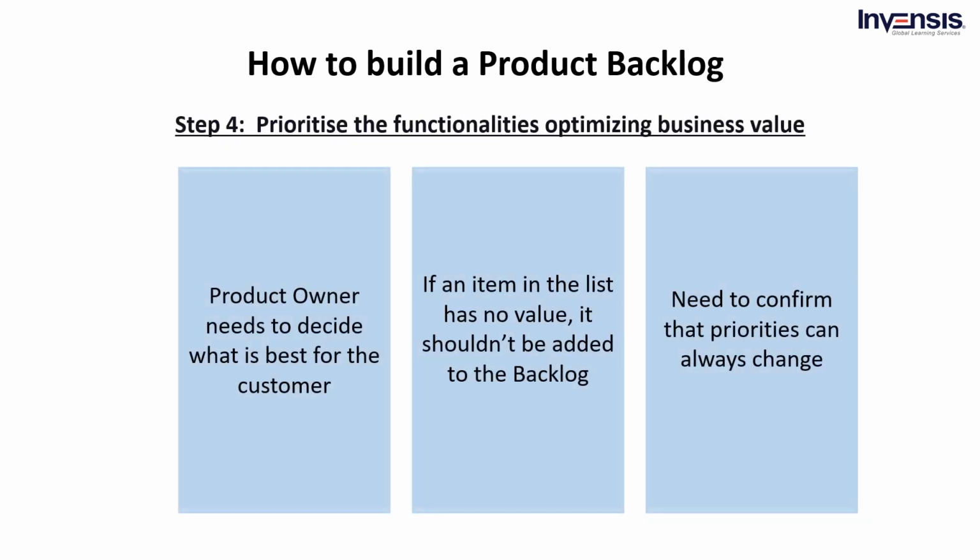Step 4. Prioritize the functionalities optimizing business value. You should know your customer for this step, and on prioritization there are 2 opinions. The product owner needs to have a strong vision and decide what is best for the customer. Or ask the customer. The backlog should be clearly defined, with high priority items at the top and items that are not a priority at the bottom. If an item in the list has no value, it should not be added to the backlog. You need to confirm that priorities can always change, which means you need an easy decision to start today. Then, you can postpone the tough decisions for later.